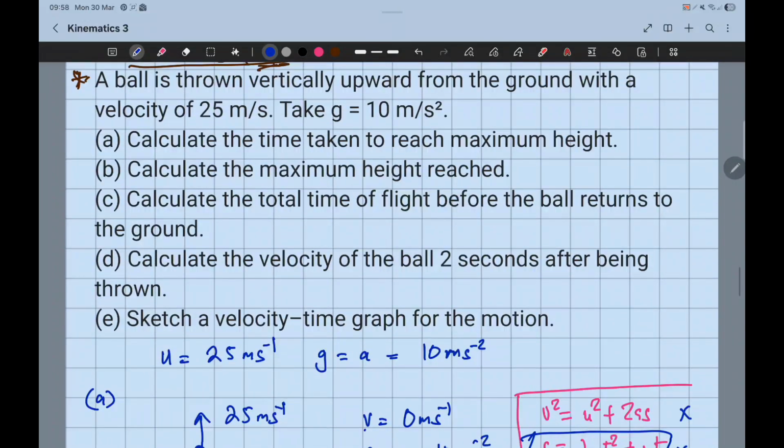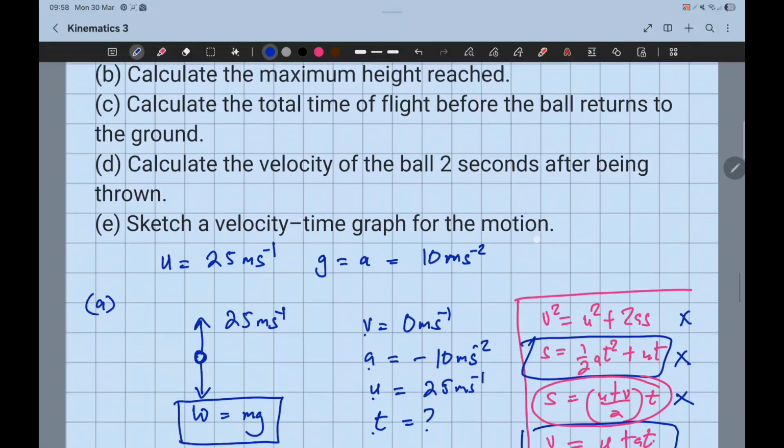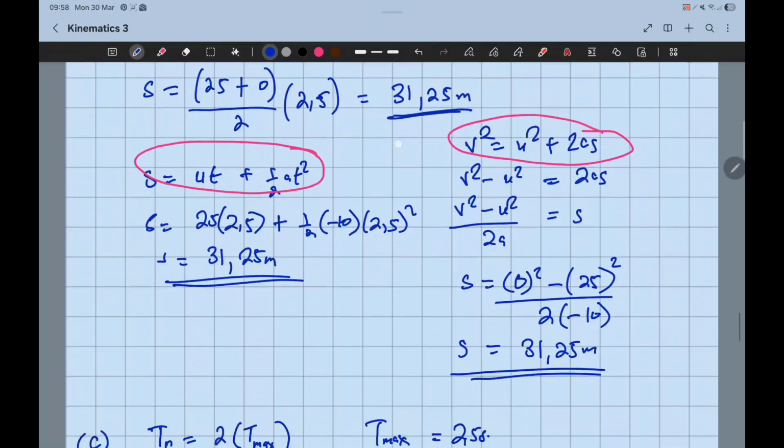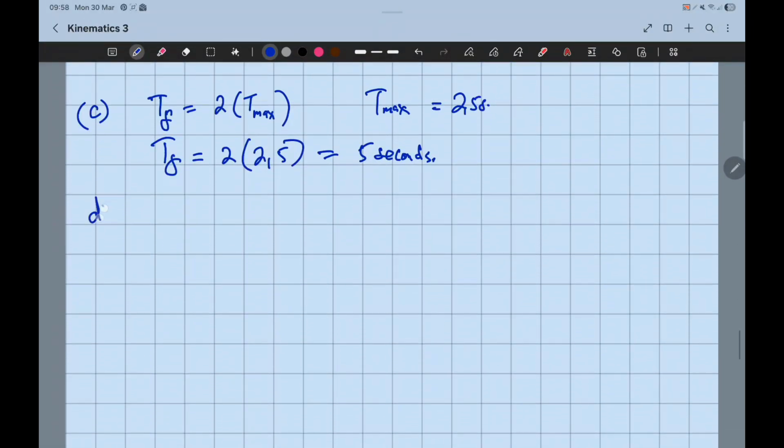Calculate the velocity of the ball 2 seconds after being thrown. I want to calculate the velocity of the ball. In other words, we are being asked to find V when T is equal to 2 seconds. Right? What else do we have? A equal to -10 meters per second squared. Then our U is 25 meters per second.